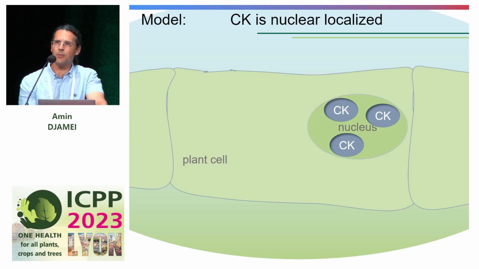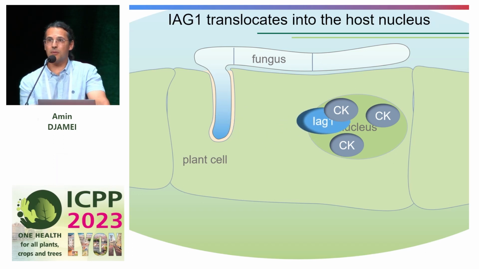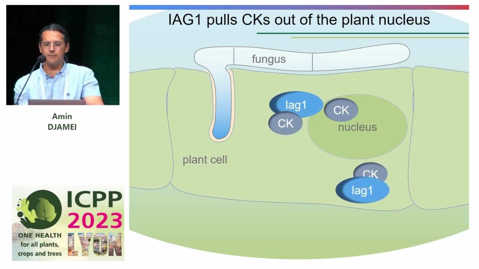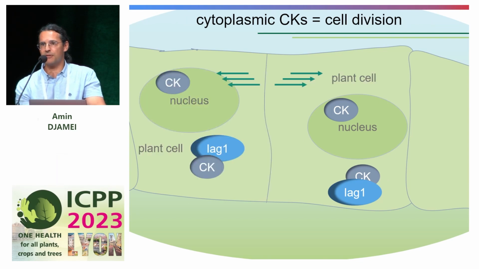And so our current model is the following. We have a conserved kinase in plants which is nuclear in the off state, and when the infection happens, IAG1 is expressed, it's translocated into the plant nucleus, and then it's pulling out the kinase to the cytosol, and this cytosolic localization of the kinase leads then to cell expansion and cell division, which we observe here.